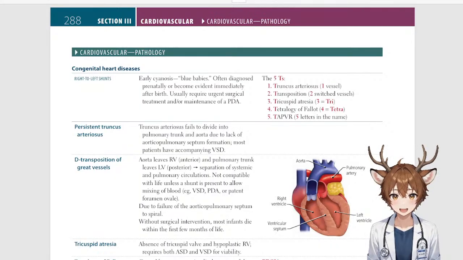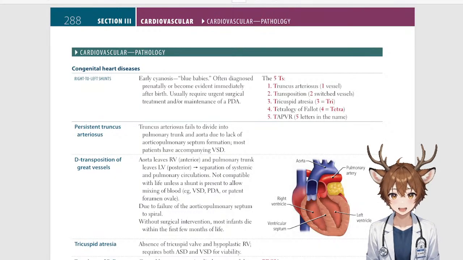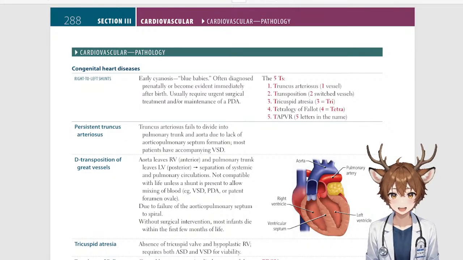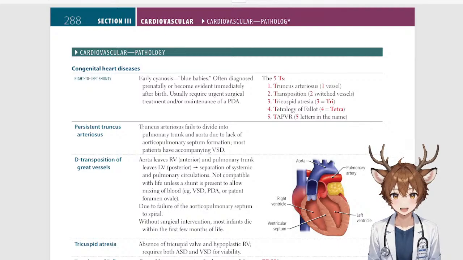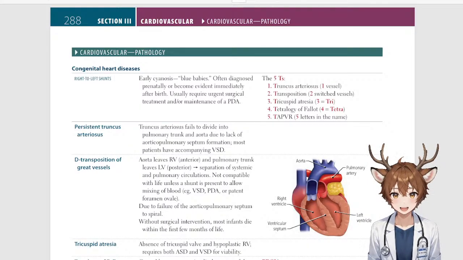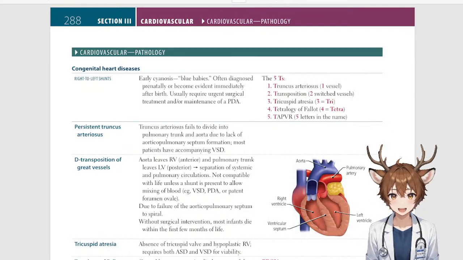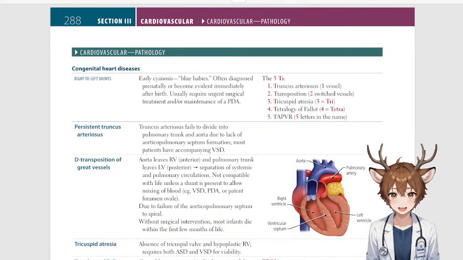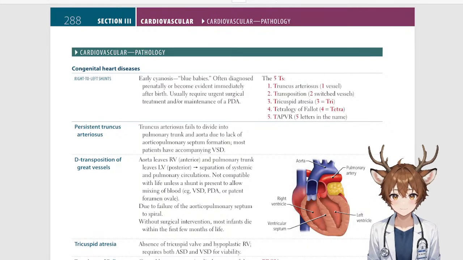D-transposition of great arteries. Aorta leaves the RV, right ventricle, anterior, and the pulmonary trunk leaves the left ventricle, posterior. Separation of the systemic and pulmonary circulations. Not compatible with life unless a shunt is present to allow mixing of blood, for example, a VSD, a PDA, or a patent foramen ovale. Due to failure of the aorticopulmonary septum to spiral, narrow superior mediastinum causes an egg on a string appearance on chest x-ray. Without surgical intervention, most infants die within the first few months of life.